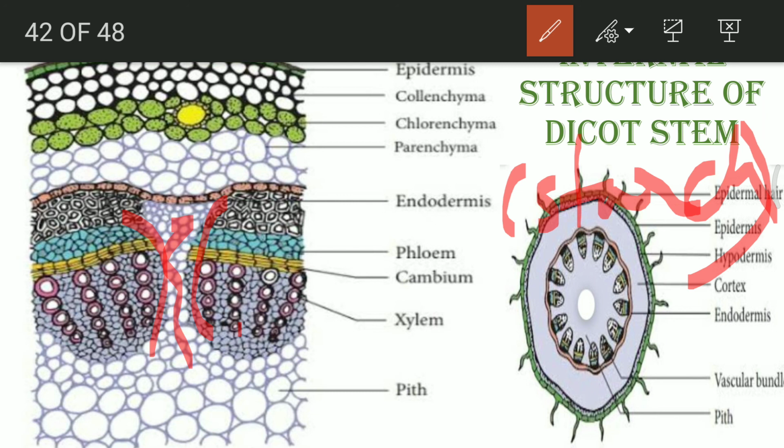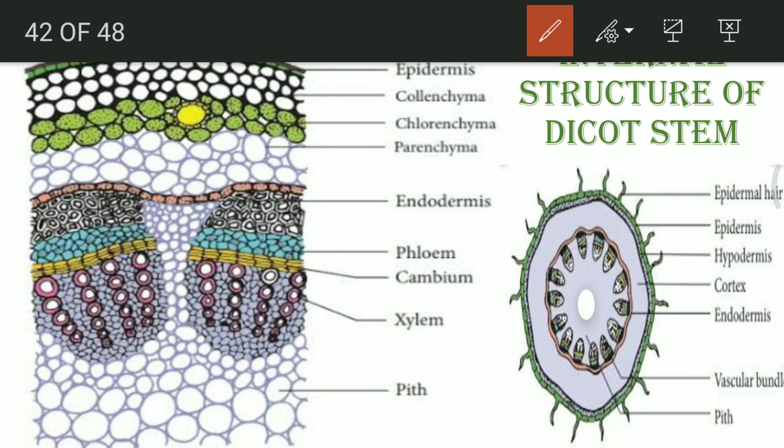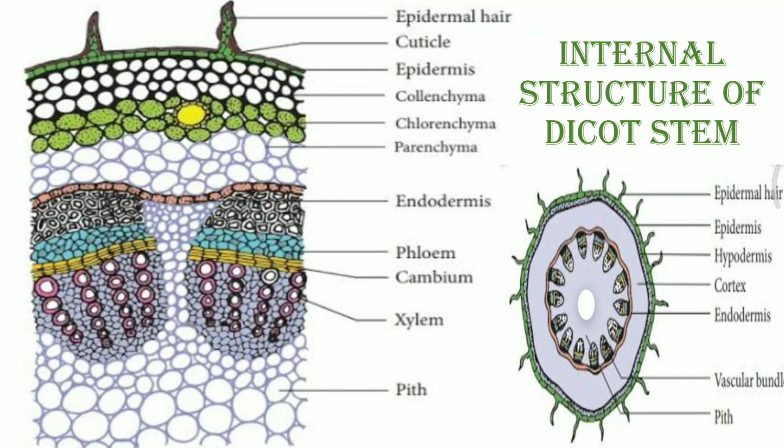The innermost area is the pith, which is centrally located and is hollow, containing parenchymatous cells. And these parenchymatous cells have intercellular spaces in between them. So this is all about the structural differentiation of the dicot stem.